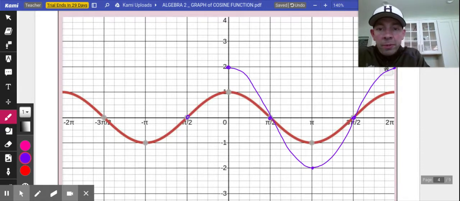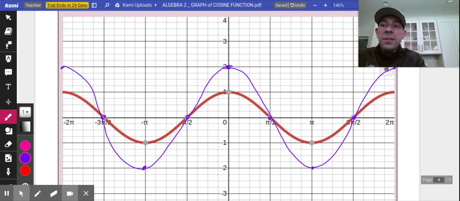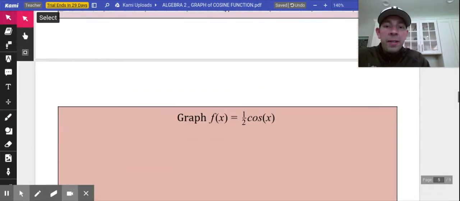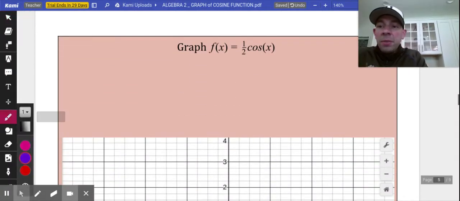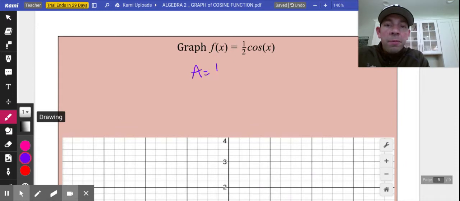And then you'd see something really similar on the back end here. And we're just making everything a little taller, a little deeper. All right, so that's 2 cosine of theta. What if we changed the amplitude and we shrunk it down a little bit? What if we only did 1/2, but we still had a frequency of 1 and a period of 2 pi?